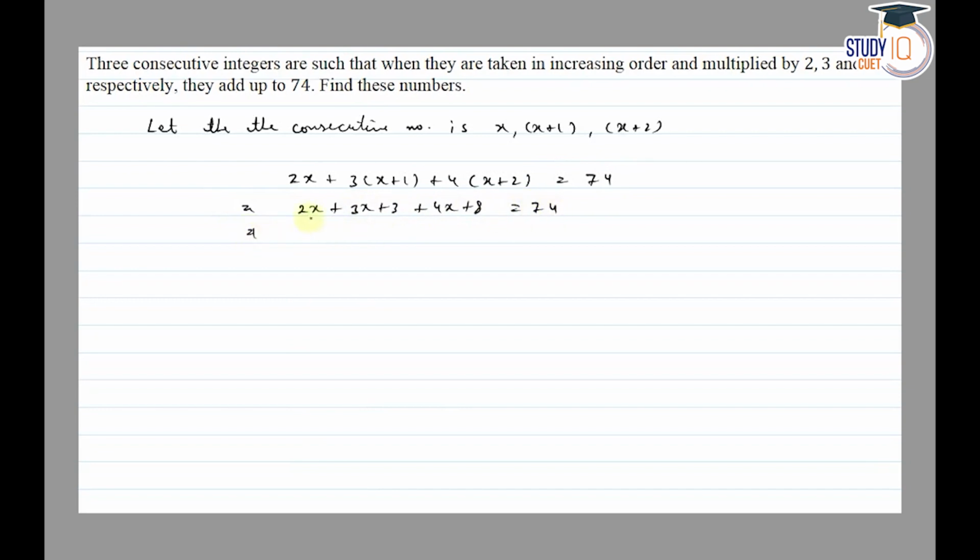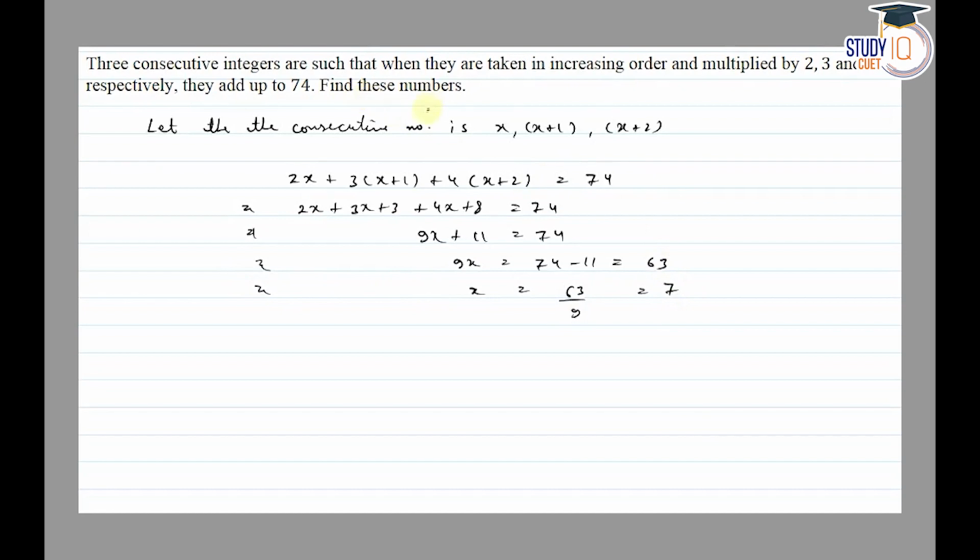So 2x plus 3x plus 4x will be 9x, plus 3 plus 8, 11, is equal to 74. So 9x is equal to 74 minus 11, which is 63. x is equal to 63 upon 9, which is equal to 7.